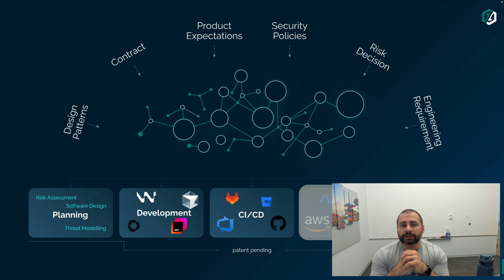So in the Zenable system, we take all of that information, we import it into our patent pending graph database. So you can see at the middle here. And then we use that in a number of different integration points across the software development lifecycle of systems.